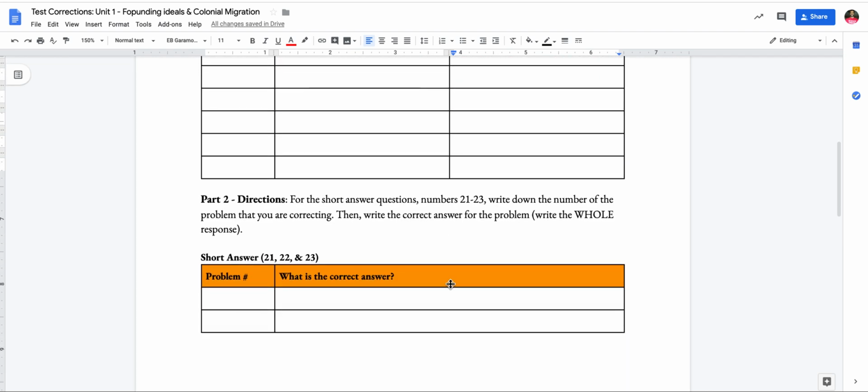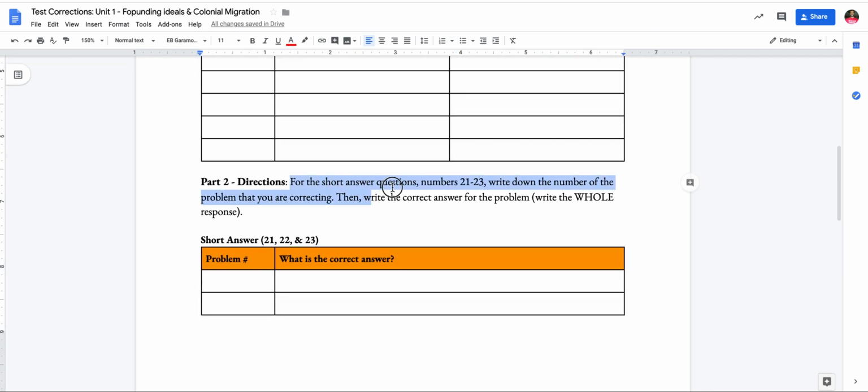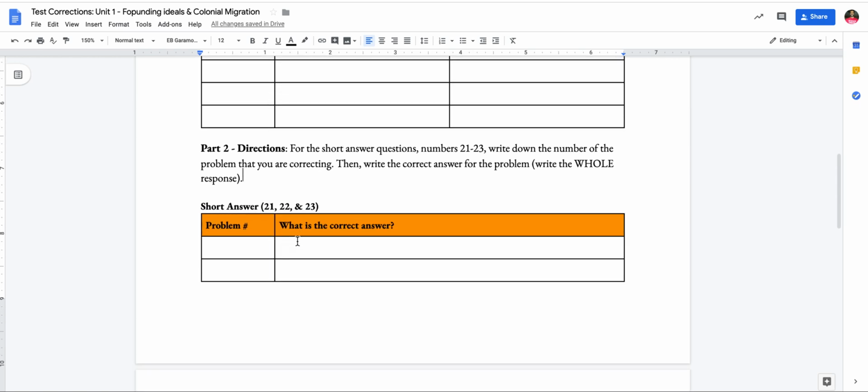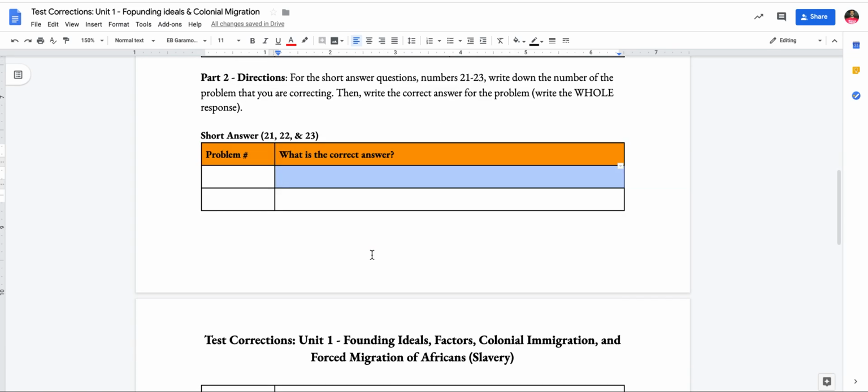Let's go to Part 2. For the short answer question, numbers 21 through 23, write down the number of the problem that you are correcting, then write down the answer for the problem. Write the whole response. So you might have parts of your response that are correct, but then you need to add different information, new information, make changes to some information. So you put the number in here, and then you'd write the whole entire response over again in the box.